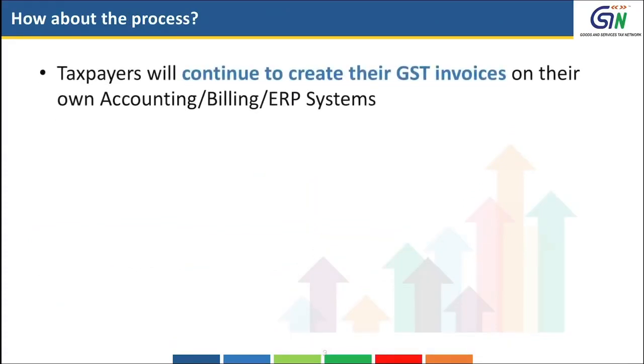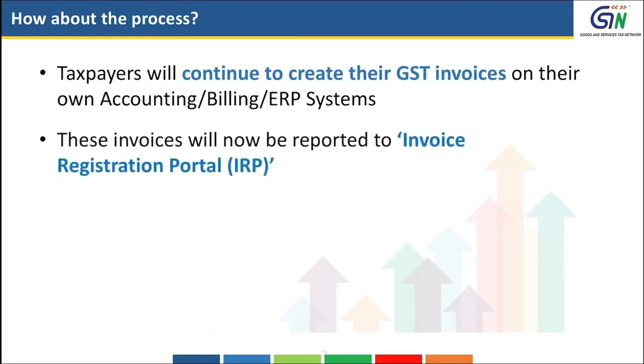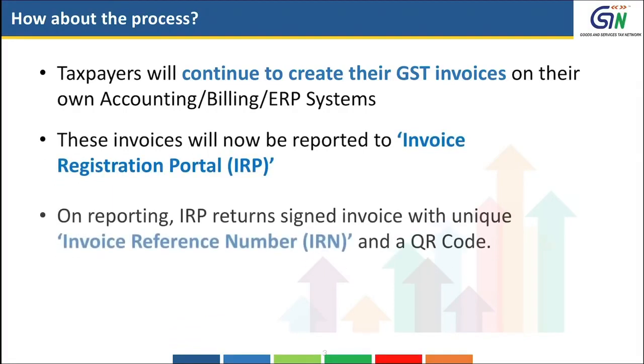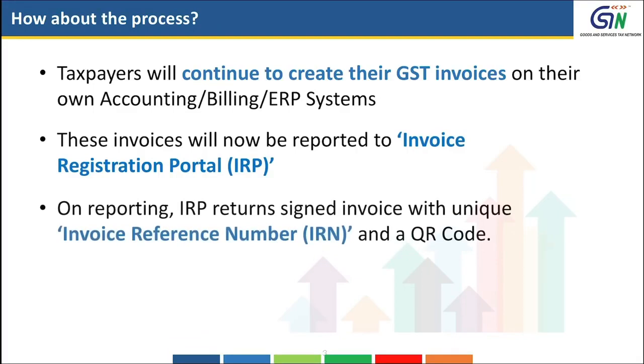The taxpayers are presently using their own accounting billing ERP systems to create their GST invoices. The same thing will continue without any change. But now these invoices have to be reported to Invoice Registration Portal. On reporting, IRP returns a digitally signed invoice with a unique invoice reference number, that is IRN, and a QR code containing the key particulars of the invoice, including the IRN.